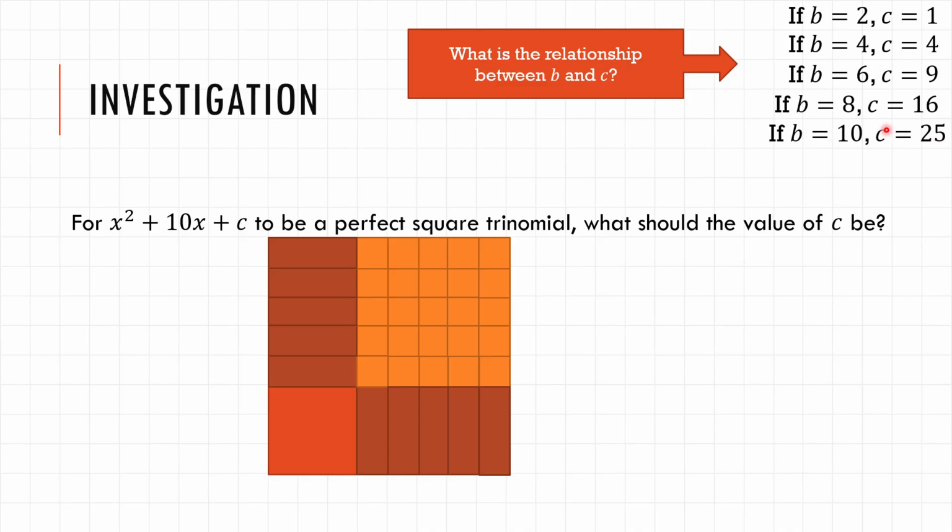Hopefully you were able to see that the relationship is we always took the B value and we cut it in half. And that gave us the length and the width of this empty space here. So I took B, divided it by 2, and then C, to find the area, I took B over 2, and I squared it. I multiplied it by itself, length times width. And so the value of C seems to always be B over 2 all squared.